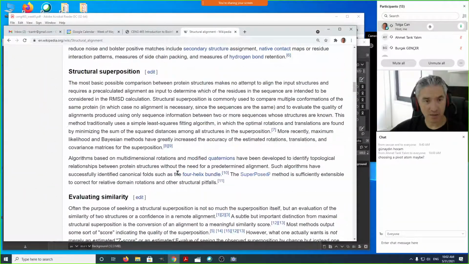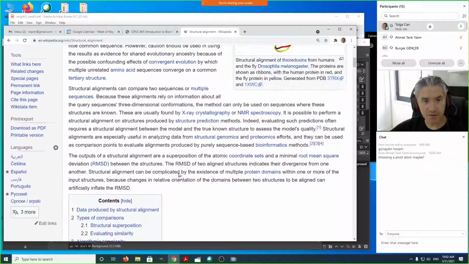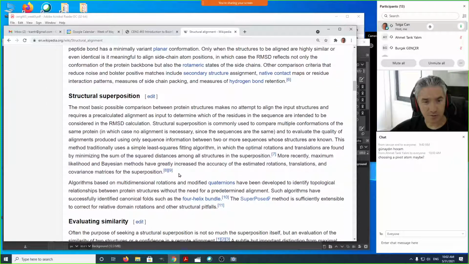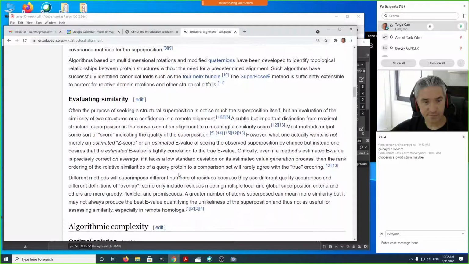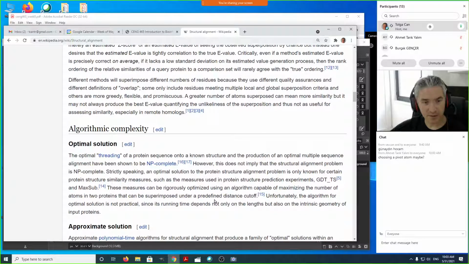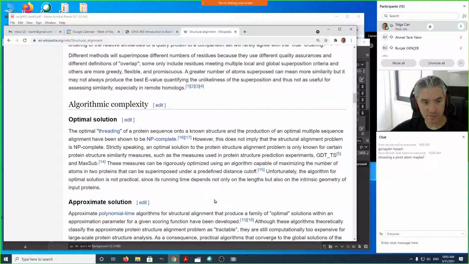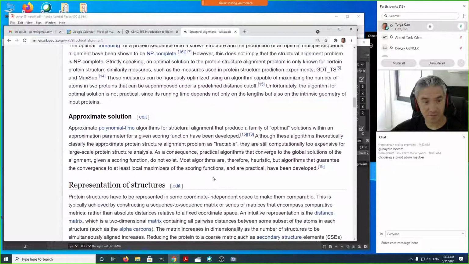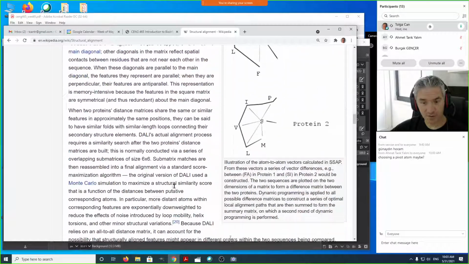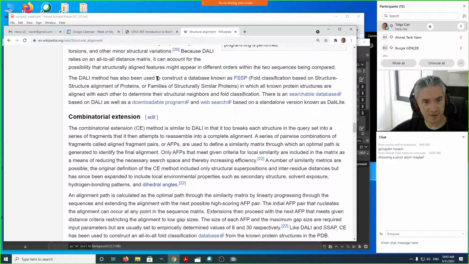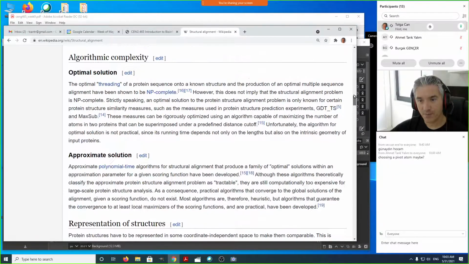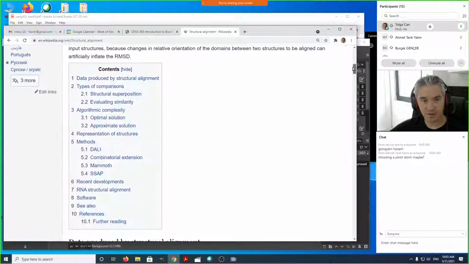So let's take a look at whether it has a history. It just talks about the methods: structural superimposition, algorithmic complexity, structural alignment methods. As you can see, when it talks about methods, it's about general structural alignment methods. Oh, okay, this was not a DALI page. I thought it was specific to DALI.